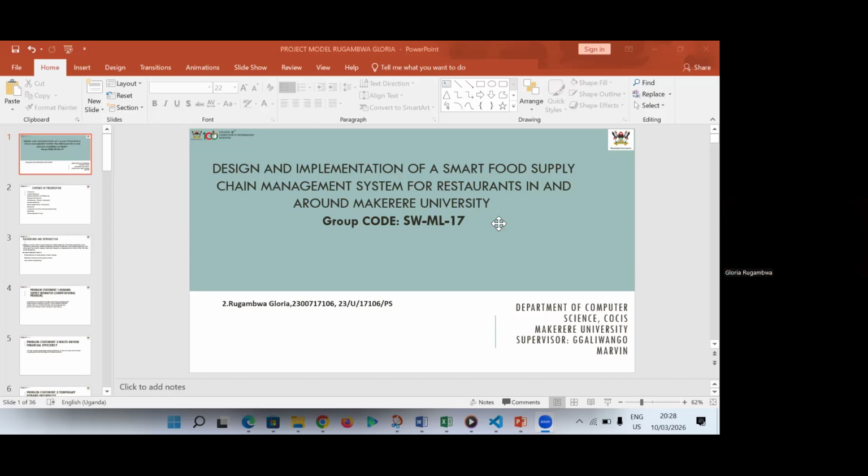So the project that we are handling is the design and implementation of a smart food supply chain management system for restaurants in and around Makerere University. Why we chose this project is because we did research and found out that there's a big problem being faced by the cafeterias, the kiosks and the vendors within Makerere University.